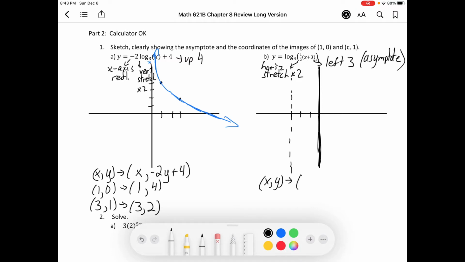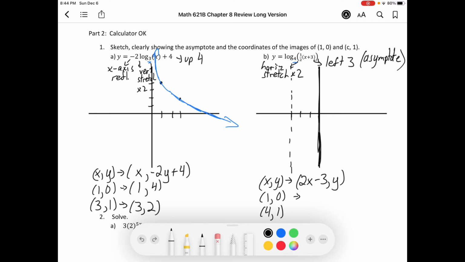All right, let's make a mapping rule. So x, y is going to get turned into horizontal stretch by a factor of 2, so that's 2x. Left 3 means we subtract 3 from our x value, and nothing happens to the y. The key points, they're always going to be 1, 0, and again, we're going to use this base, so it will be the point 4, 1.